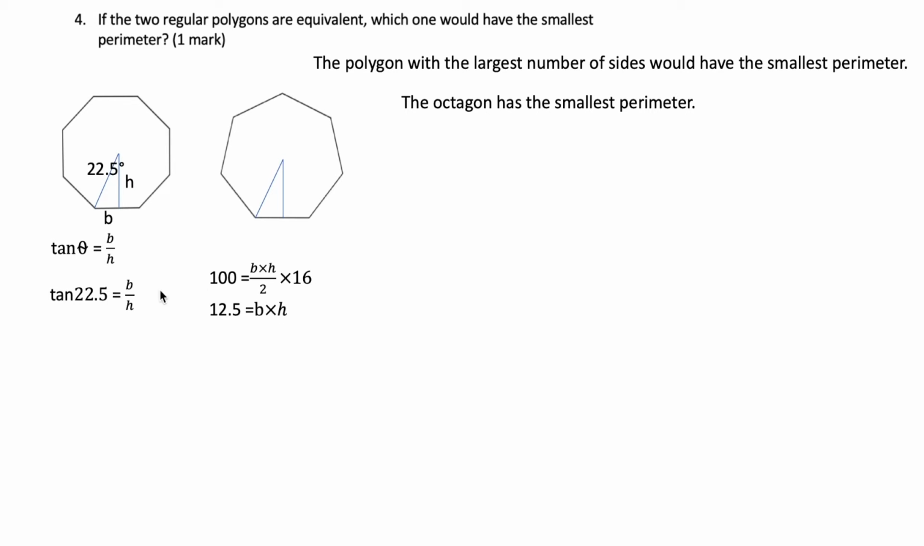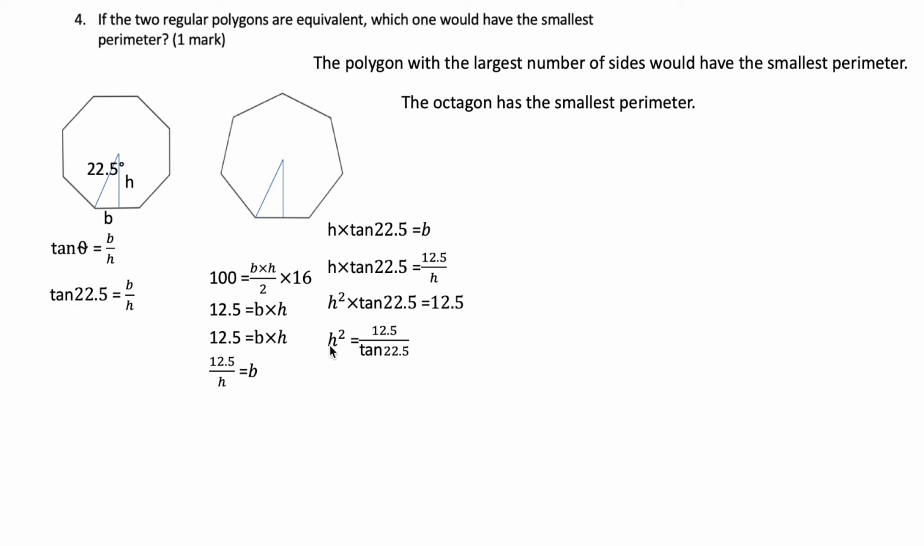We have two equations with base and height, and two unknowns, so we can solve for base and height. The base is 12.5 divided by the height. Here, I'm going to say that the base is height times tan of 22.5. If both of these are equal to the base, then I can say that h times tan of 22.5 is the same as 12.5 divided by h. Then I'm going to cross multiply the h here. So we get h squared times tan of 22.5 is equal to 12.5. Divide both sides by the tan of 22.5, and that gives us h squared is equal to 12.5 divided by the tan of 22.5.